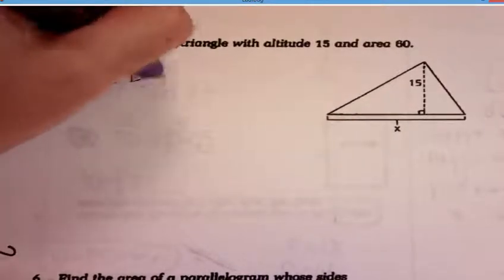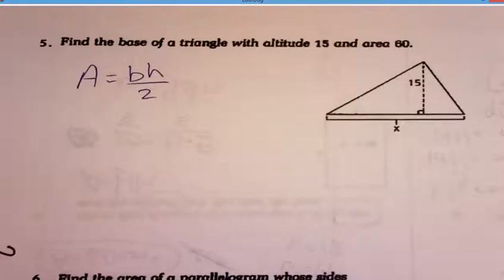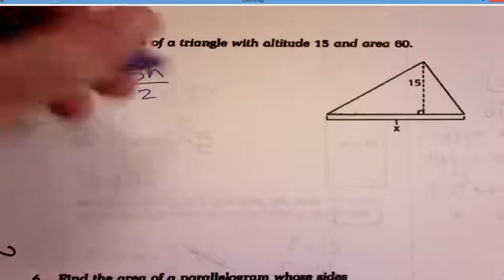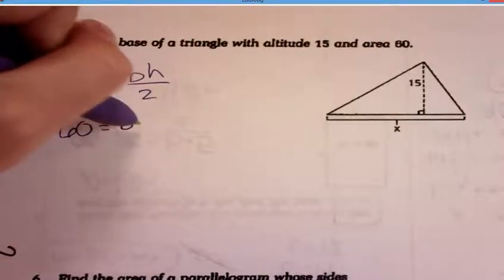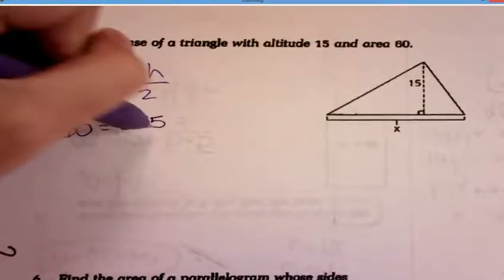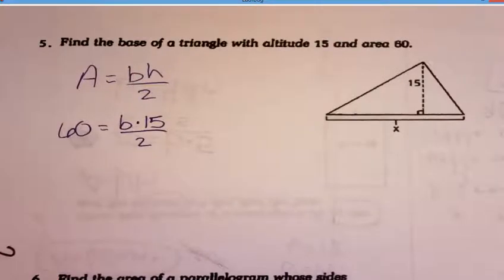Area equals base times height divided by 2. So this is the same thing as the second example we did, except now you're using a triangle. We're working backwards to find the base. So you're given the area, you're given the altitude, which is the height. So if you are lost on anything, read the question. That will help you.